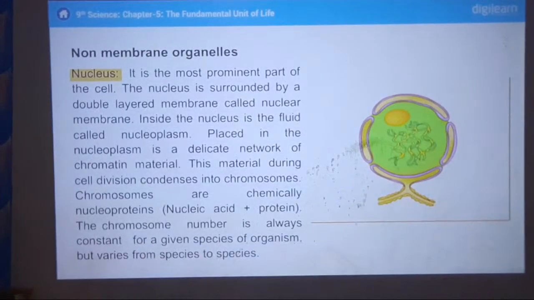Nucleus. It is the most prominent part of the cell. The nucleus is surrounded by a double-layered membrane called the nuclear membrane. Inside the nucleus is the fluid called nucleoplasm. Placed in the nucleoplasm is a delicate network of chromatin material. This material, during cell division, condenses into chromosomes. Chromosomes are chemically nucleoproteins, that is, nucleic acid plus proteins. The chromosome number is always constant for a given species of organisms, but varies from species to species.